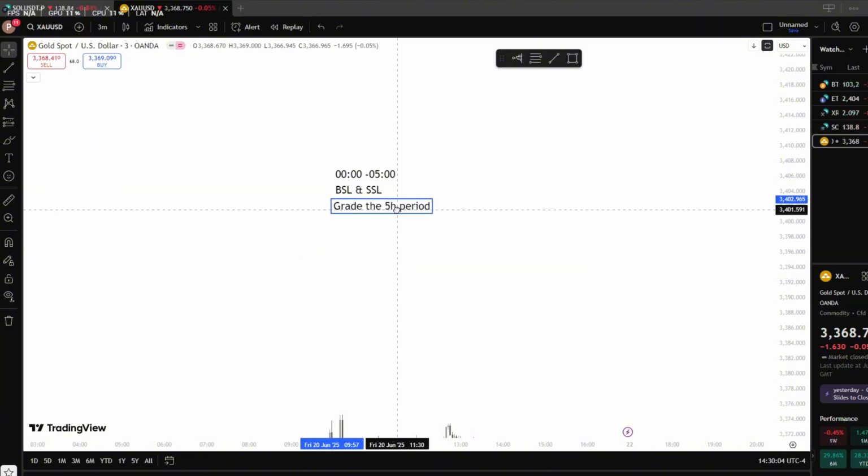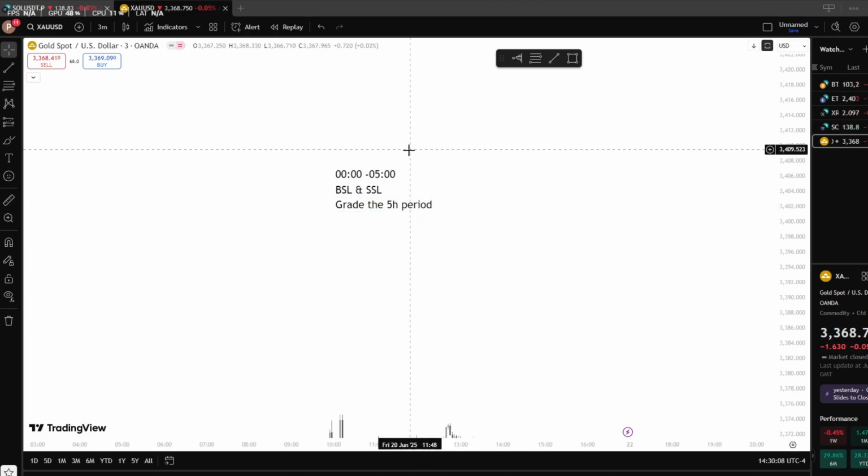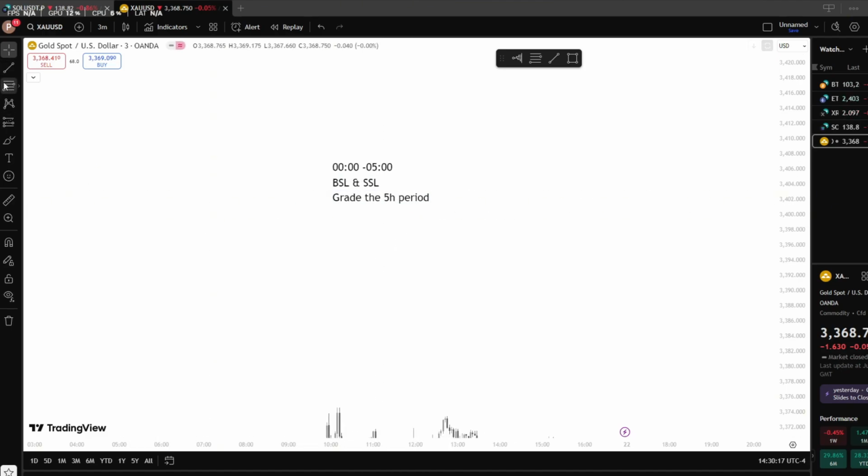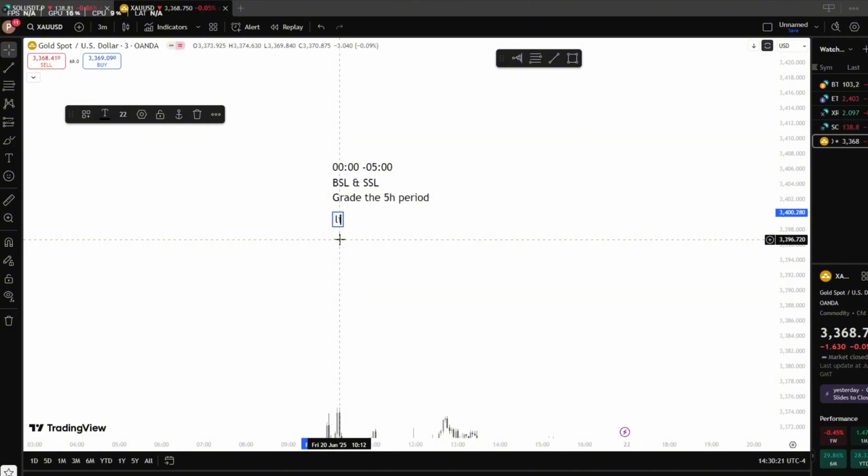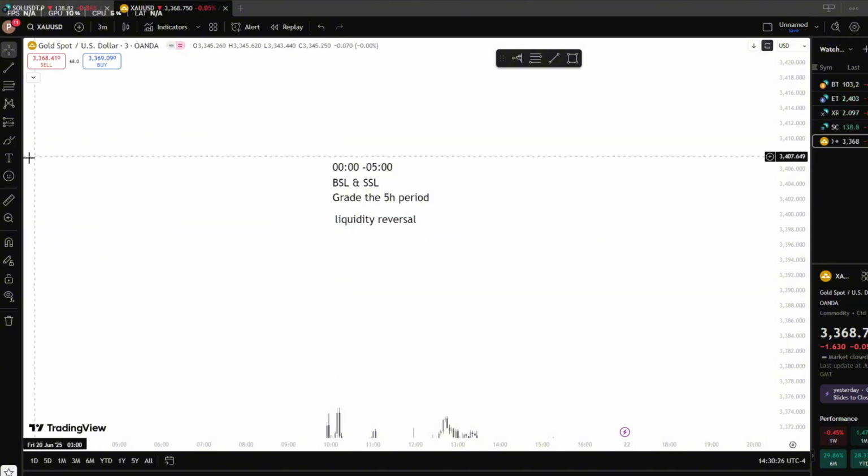Now, I'd prefer to use this with a bias, but it can be used without a bias, and today I'll be testing it without the bias just to save switching up all through the time frames and trying to scroll back and stuff. But basically you grade the 5-hour period and you're just looking for a liquidity reversal using the unicorn model.